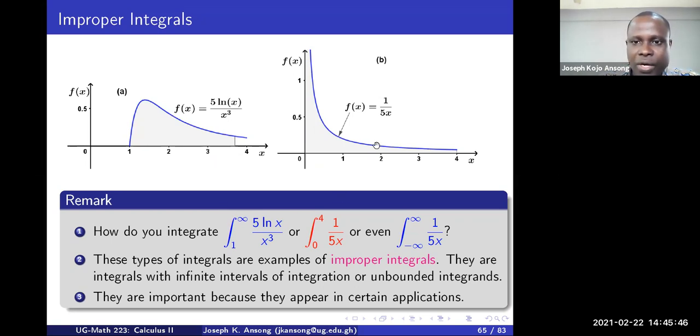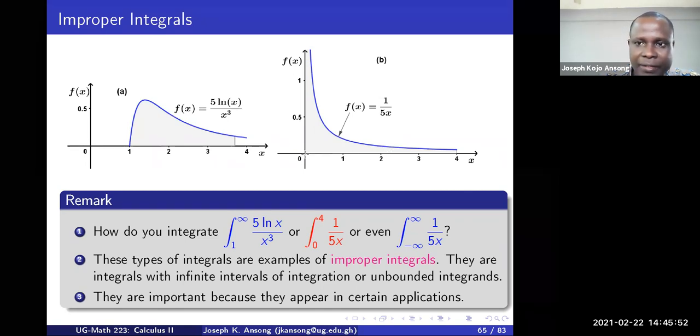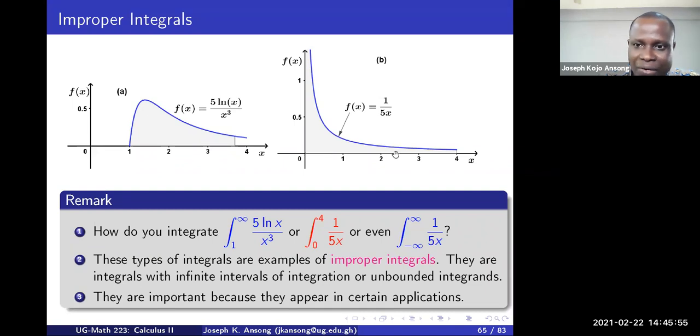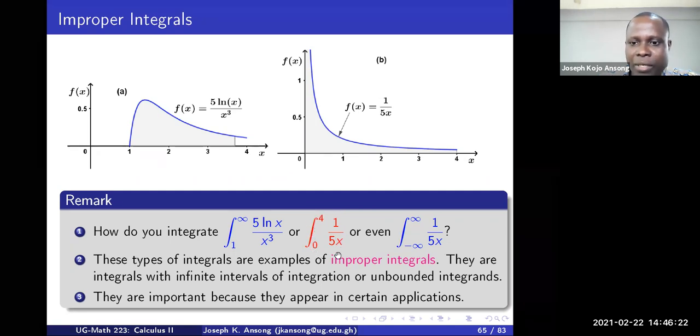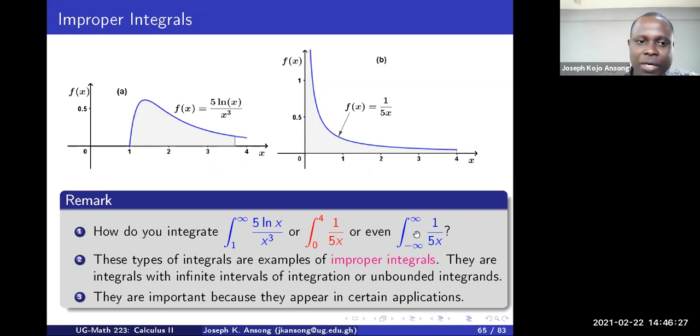What about this one? In this case, the interval is finite. I want to integrate from 0 to 4 of 1 over 5x. But in this case, you notice that as you approach 0, this function goes to infinity. So at this lower limit, the function goes to infinity. Again, how do you find the integral for such a problem? Or suppose you want to integrate from negative infinity to infinity of this, what happens?